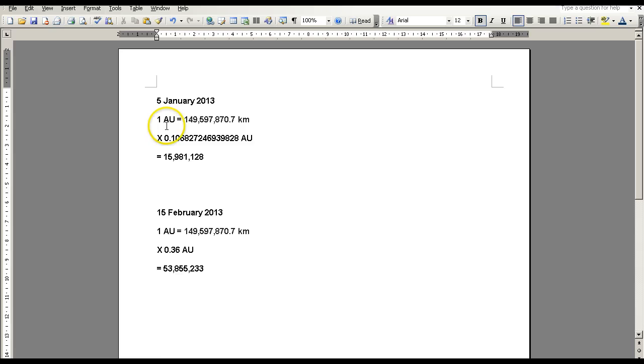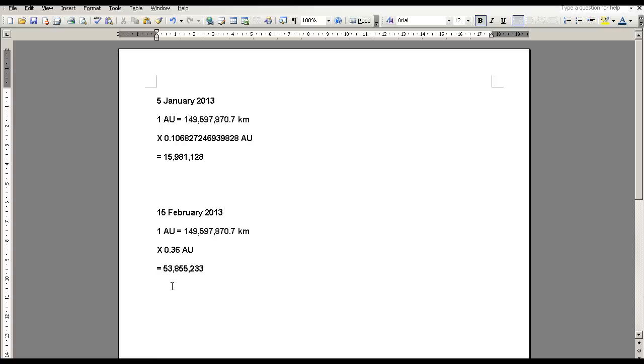1 AU, or astronomical unit, is 149,597,870.7 kilometres. The closest distance that we had on the NASA JPL data was 0.1068 AU, which will give us a distance of 15 million, in fact nearly 16 million kilometres. And on today's date, 15th of February 2013, we have the distance as 0.36 AU, which will give us a distance of 53.8 million kilometres.